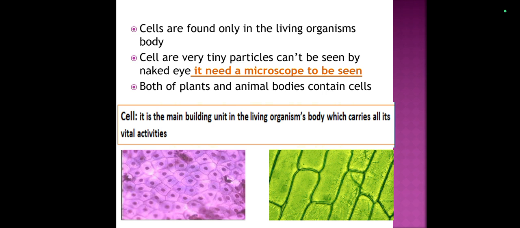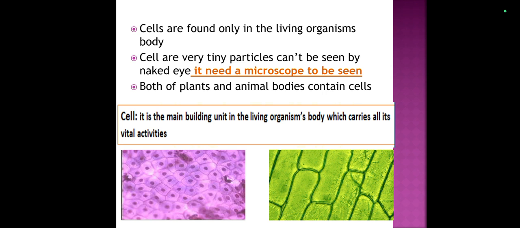They are tiny particles that we cannot see with our naked eyes, but we need a tool to see them. So we use a tool called a microscope. A microscope is a tool used to see tiny particles like the cell that we cannot see with our naked eye. Both animal and plant cells exist because they are both considered living organisms. As you can see in the picture, this one with the purple is an animal cell, and the one with the green color is the plant cell.